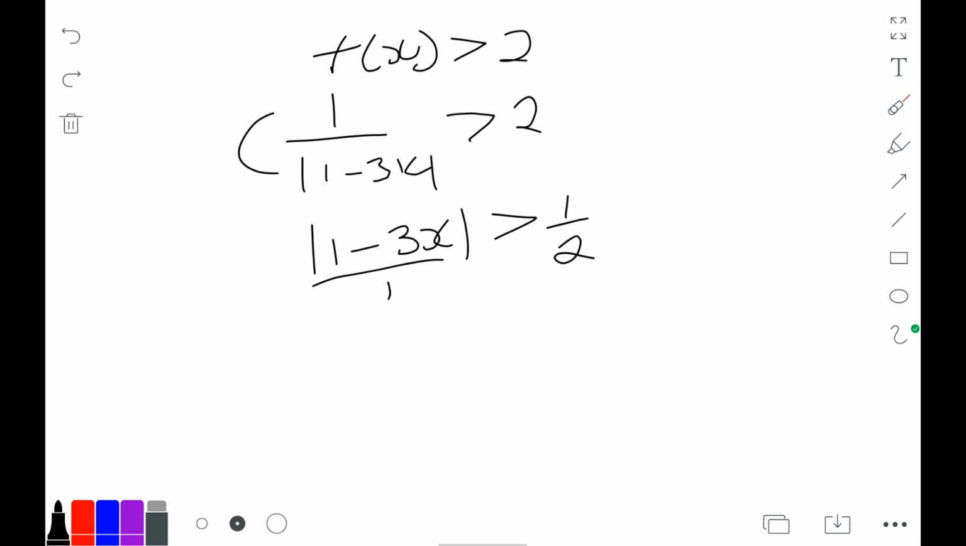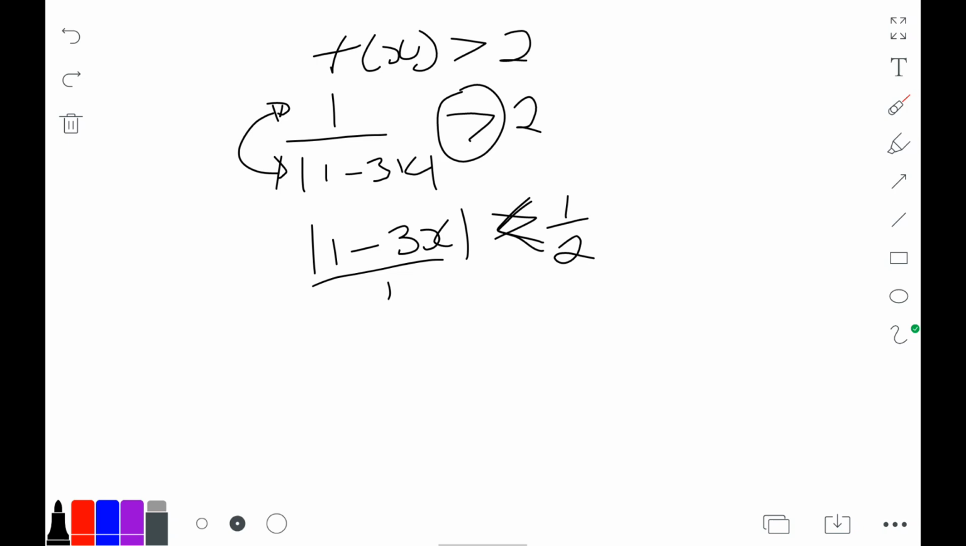Now when we solve it like that, you can see that this equation is much simpler. Take into account that when you swap them, the sign must change, so it must be less than. Then, based on the absolute value, it must have a negative part and a positive part.